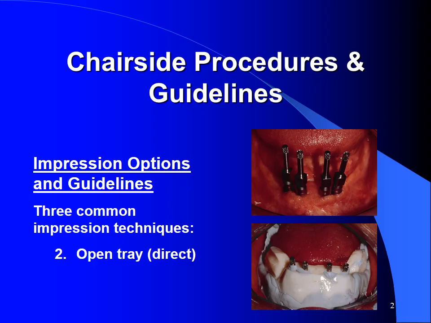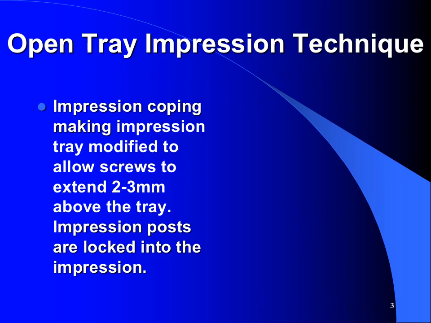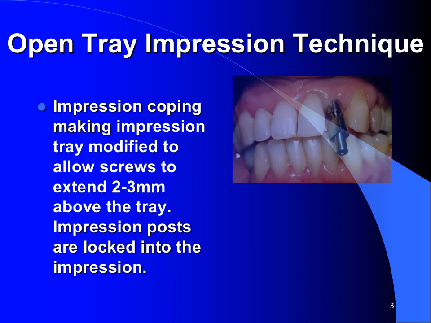Implant impression. Now we finish the closed tray technique and start with the second method, which is the open tray, or we call it the direct. Here the impression coping is used with an impression tray modified to allow screws that extend 2 to 3 millimeters above the tray. Impression posts are locked into the impression.